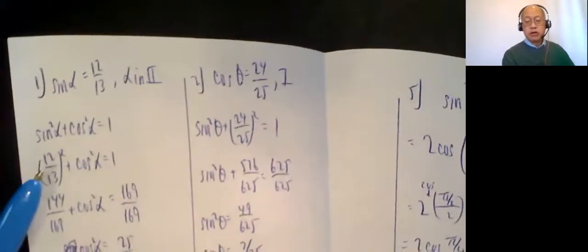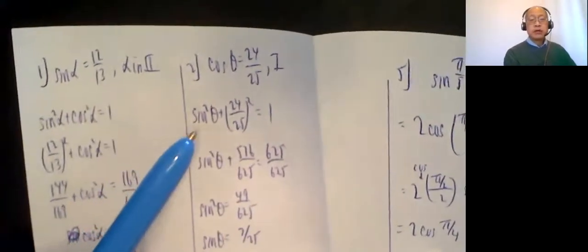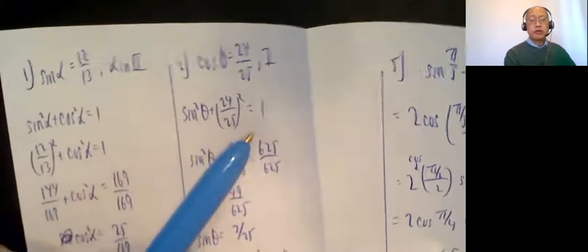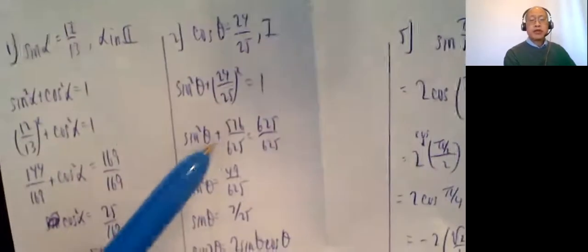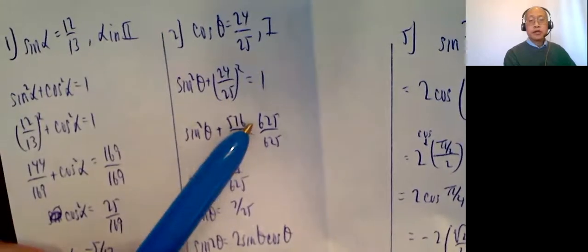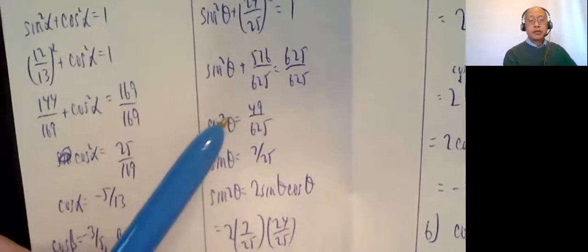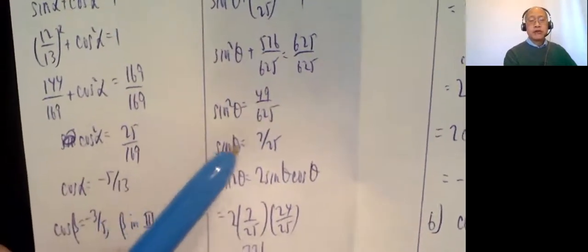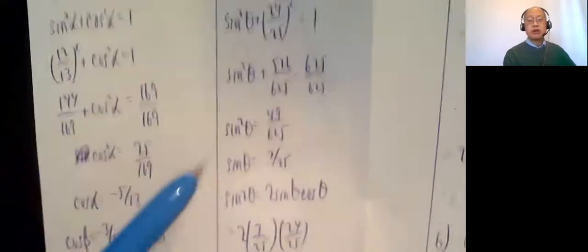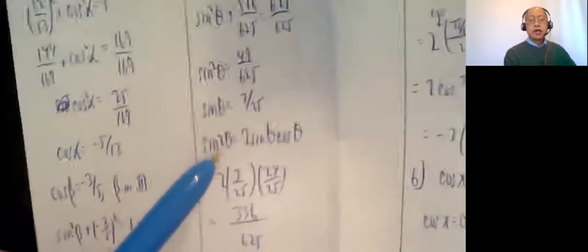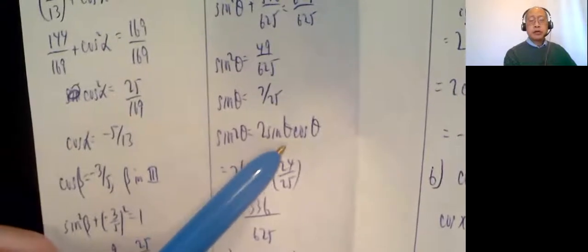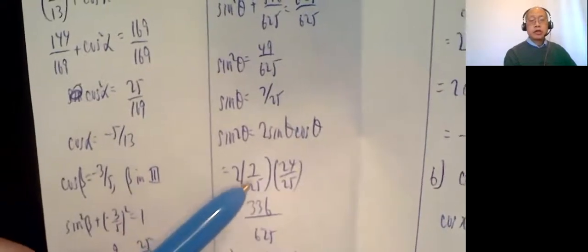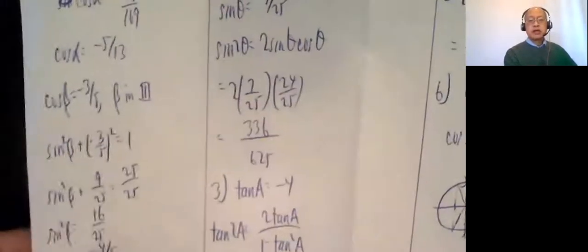Number 2, cosine of theta is 24 over 25. We're in quadrant 1. Sine squared theta plus 24 over 25 squared equals 1. This is 576 over 625. 1 is 625 over 625. Subtract. Sine squared theta is 49 over 625. Sine of theta is 7 over 25, positive because we're in quadrant 1. Sine of 2 theta is equal to 2 sine theta cosine theta. So 2 times 7 over 25 times 24 over 25 comes out to be 336 over 625.